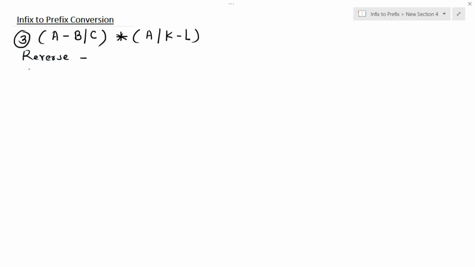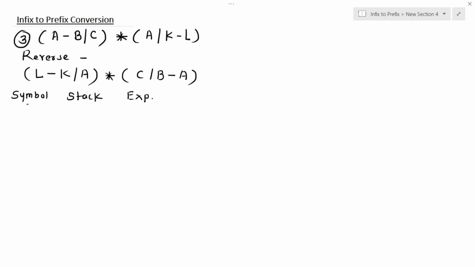The reverse of above expression is: we have to convert the right parenthesis into the left, then there is L minus K divided by A, then there is a left parenthesis, convert it into right, multiplication, again right parenthesis into left, C divided by B minus A, and left parenthesis into the right. Okay, so this is a reverse of above expression. Now solve the above expression.